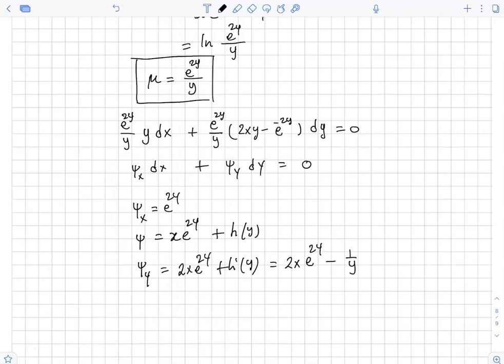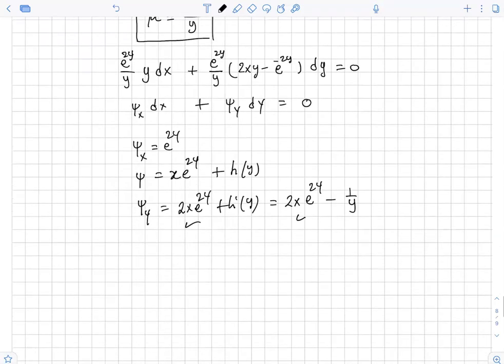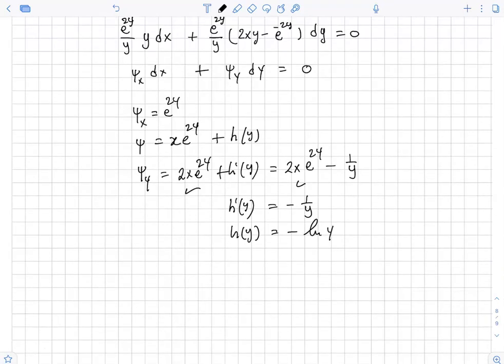Now you compare both sides. You see this quantity and this quantity are equal on both sides, so they get cancelled. It's very easy. H prime of y is now minus 1 over y, and you find h is minus ln of y. Now you have everything to get the potential psi.